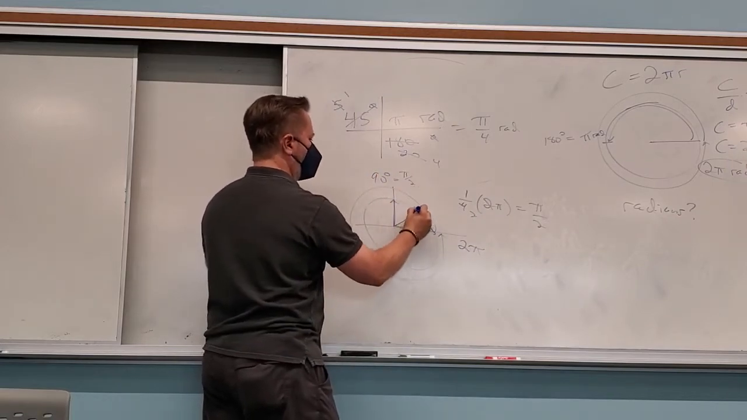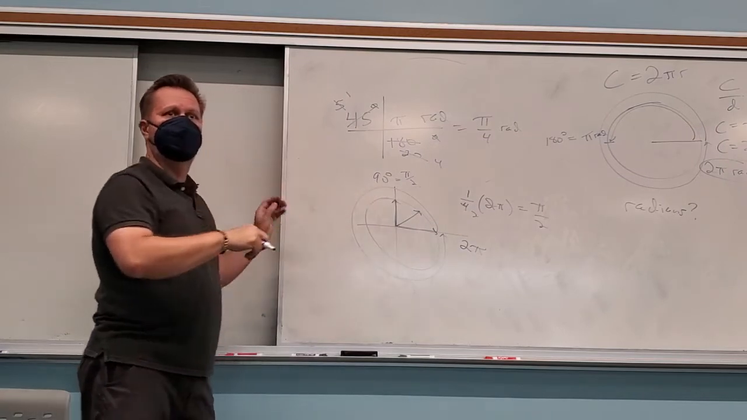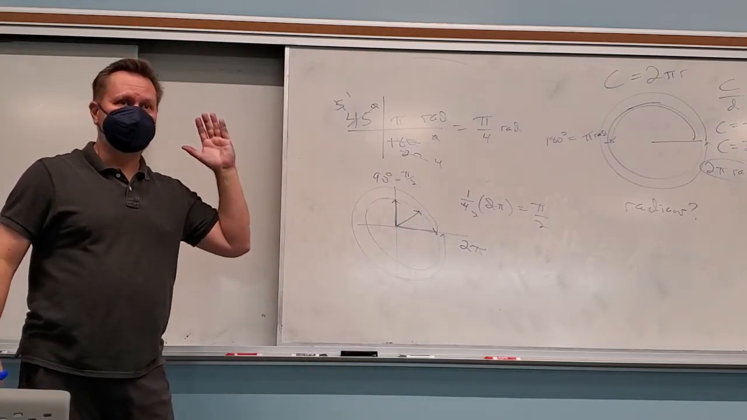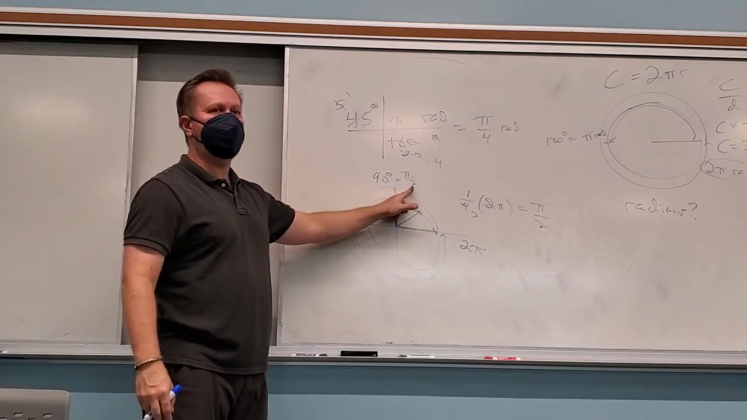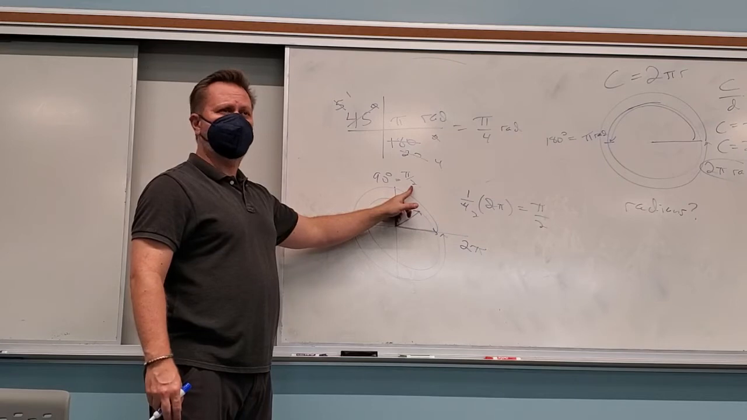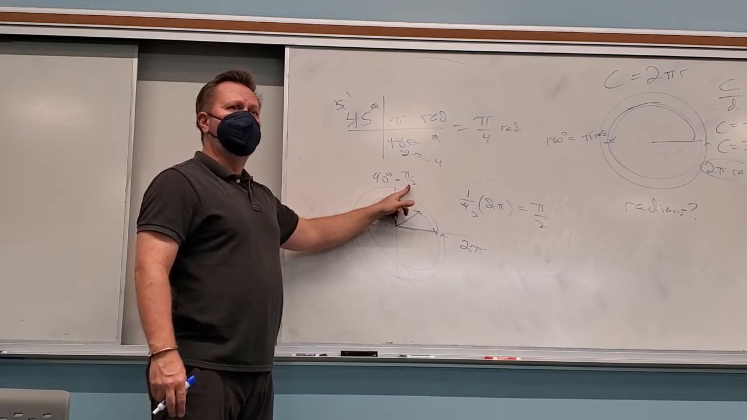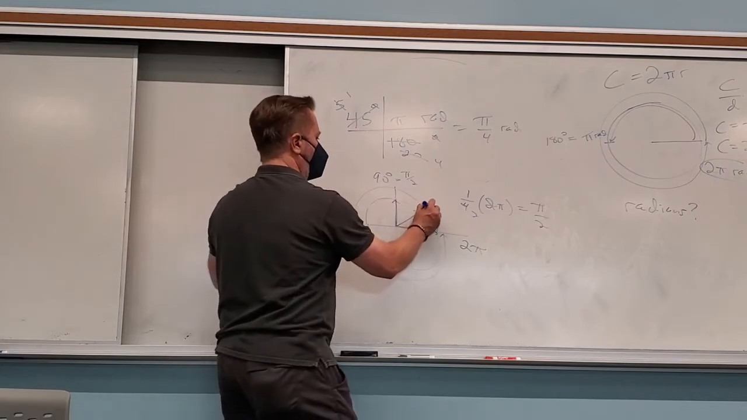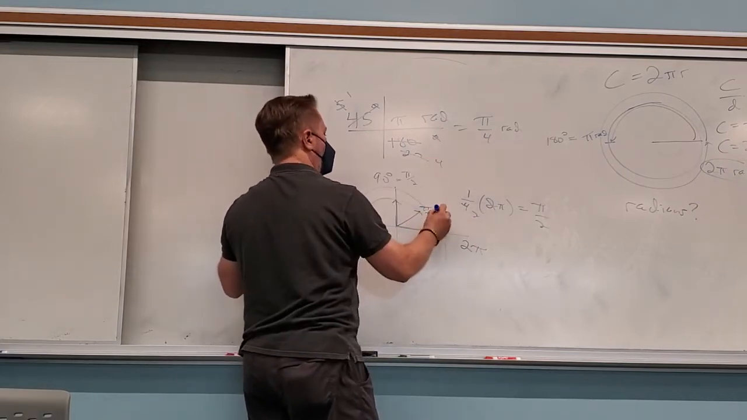And what's 45 degrees compared to that? 45 degrees cuts 90 in half. What's half of pi over 2? What's half of a half? A quarter. So this must be pi over 4. That jives with what we just figured out there.